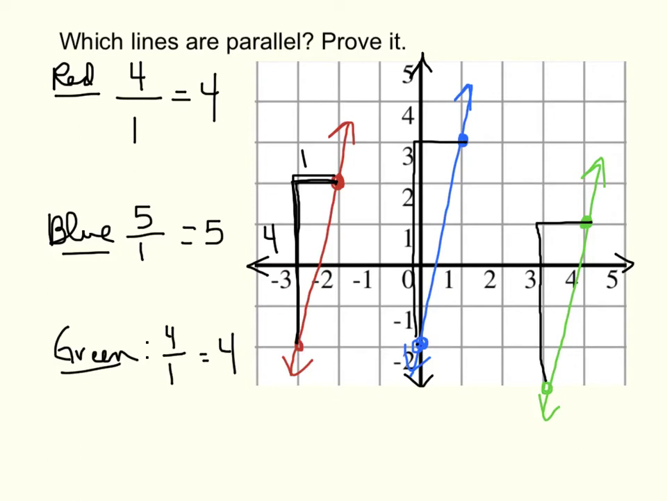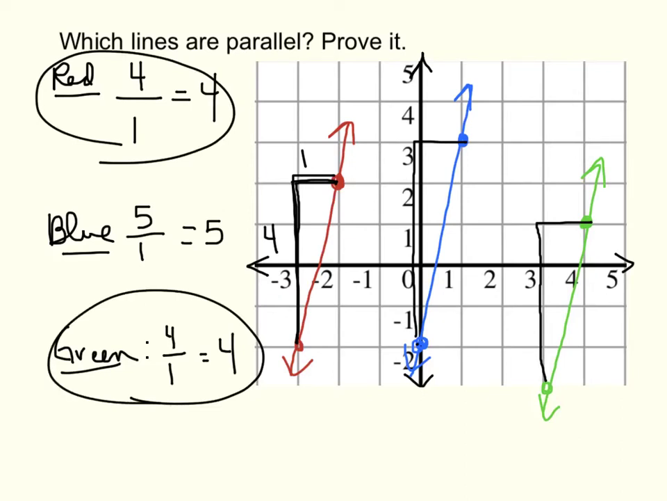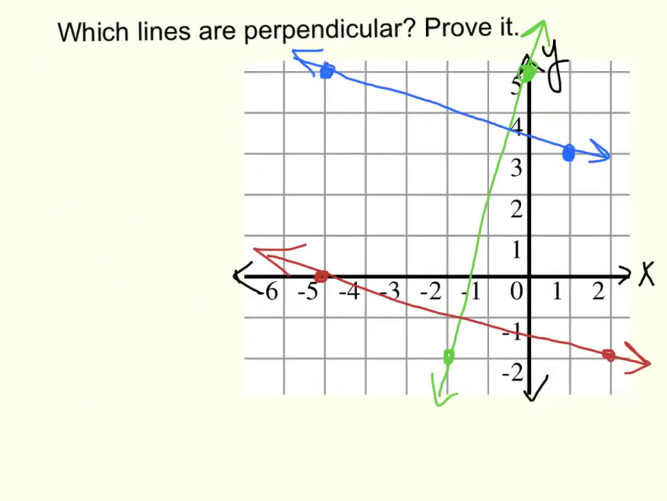So which two lines are parallel? Well, red and green. Why? Because their slopes are the same. So we know the red line and the green line are parallel because they both have the same slope of +4. In the last problem, we have to prove that they are perpendicular.